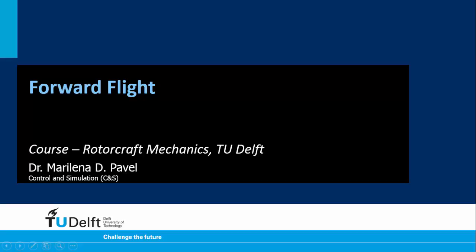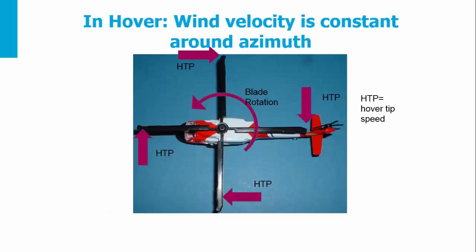Good morning. We will start discussing today the forward flight. If you remember, in hover, the wind velocity is constant around the azimuth. If you name Ω R the hover tip speed, you would see that at every blade the velocity would be the same, omega r, and the velocity is constant around the azimuth. What is happening in forward flight?